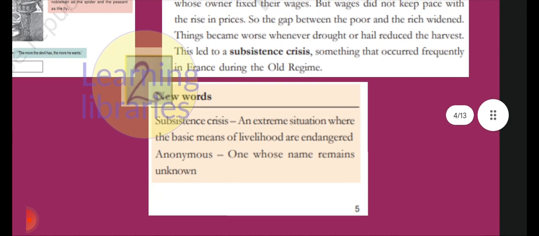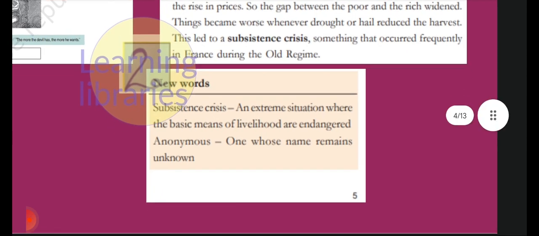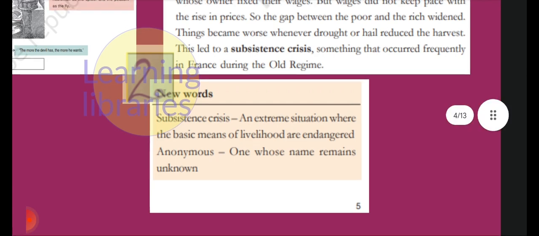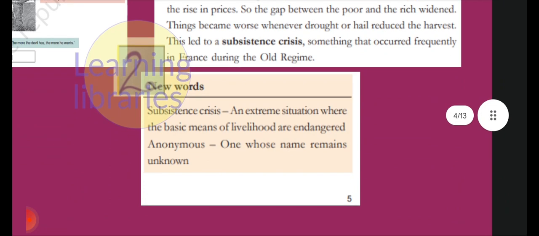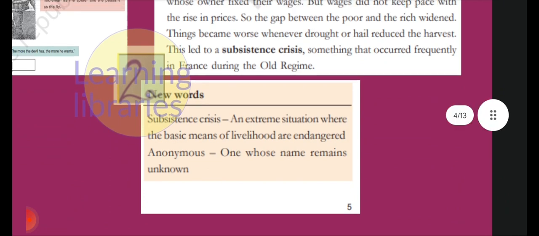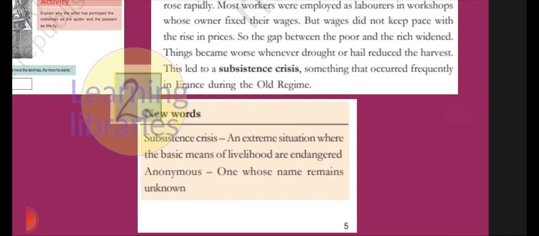Subsistence means living. Anonymous, one whose name remains unknown. Anonymous means something that has been kept secret, not known to others.